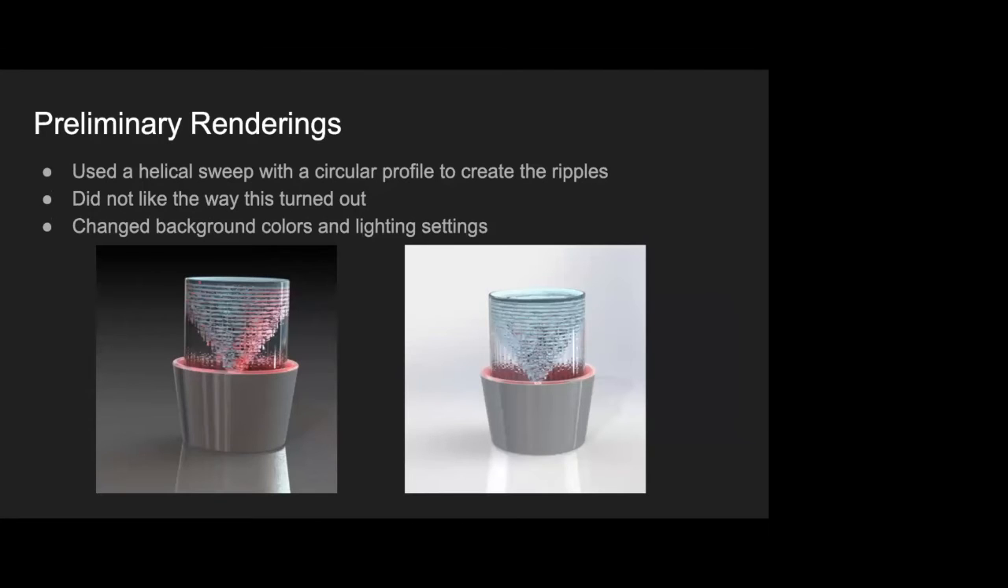So here are some of the preliminary renderings that I made. As you can see, what I did here was I did a helical sketch down here, and then put a draft on that, a tapered angle on that, and then swept around with a circular cross section. I started doing these renderings, and I was playing around with the different lighting and colors and backgrounds, and I just really didn't like the way this came out. It didn't really look like a vortex to me. So I decided to go back and change the way the vortex is modeled.